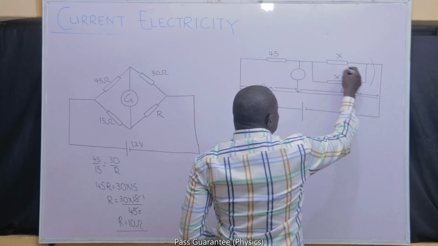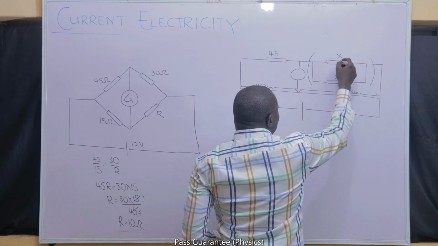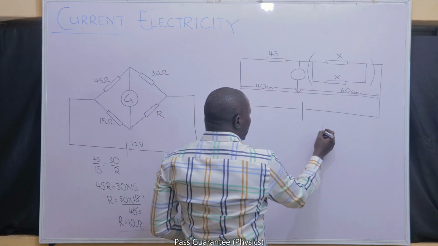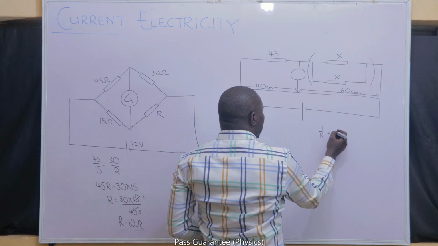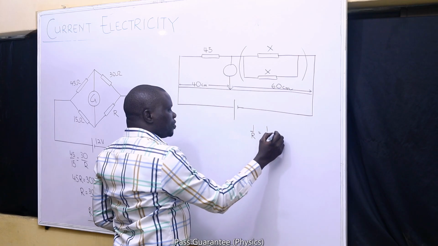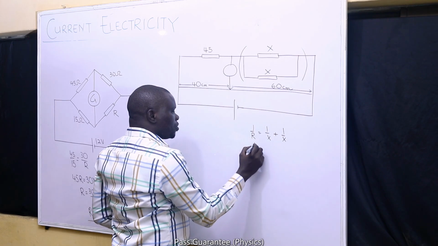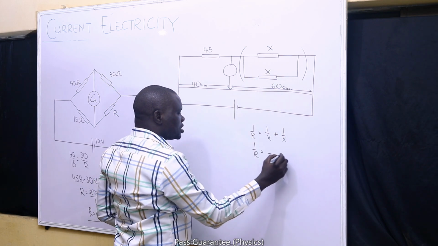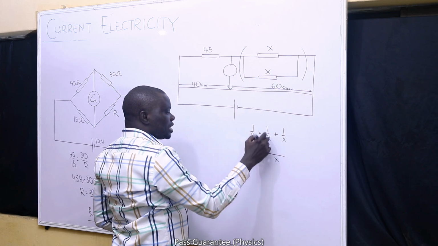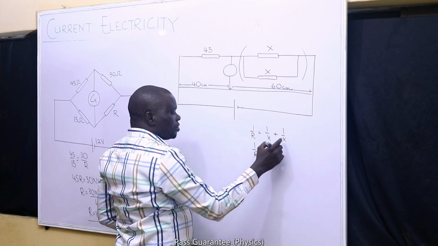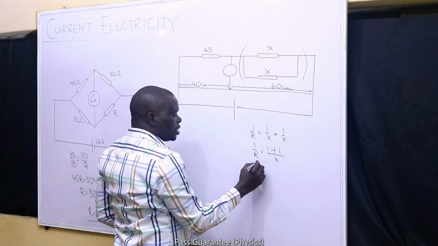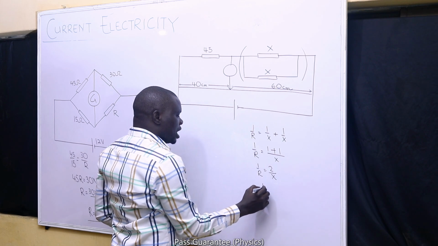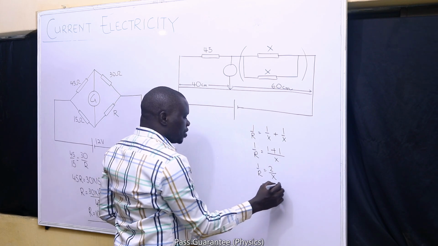But when you look at this, it looks like a parallel connection of X and X. So I will try to combine them. I will say that 1 all over R, since they are in parallel, is equal to 1 over X plus 1 over X. It means that 1 all over R, the equivalent resistance for X and X, is X divided by X times 1, 1. So 1 over R is equal to 2 all over X. It means R itself will be equal to X all over 2.